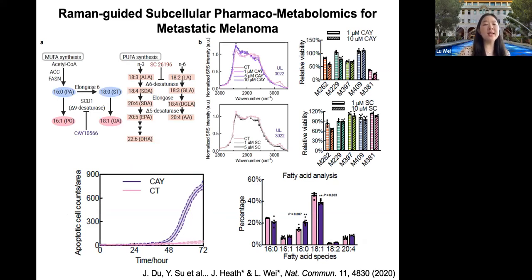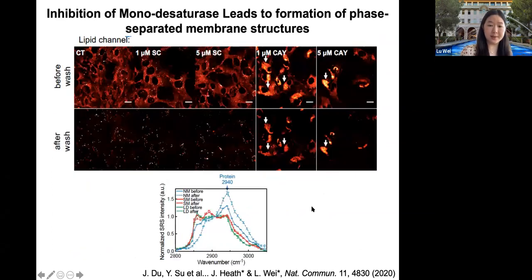So later, correlated with the drug inhibition assay, viability assay, the time-lapse apoptotic assay, and with lipidomics, we pinpointed that inhibiting a monounsaturase could serve as an effective metabolic susceptibility for this mesenchymal phenotype, and only by inhibiting the monounsaturase, not the polyunsaturase. And this inhibition comes from the conversion of stearic acid to oleic acid, through lipidomic analysis.